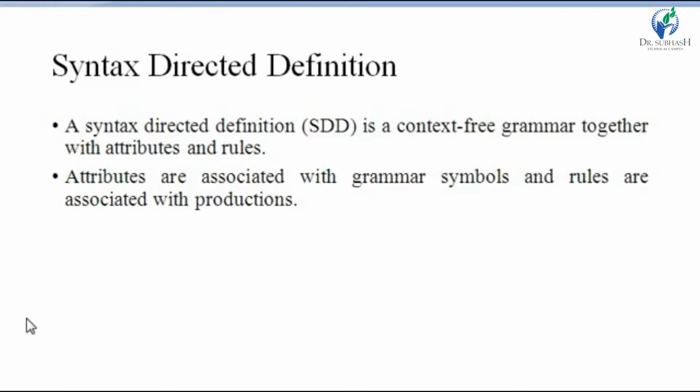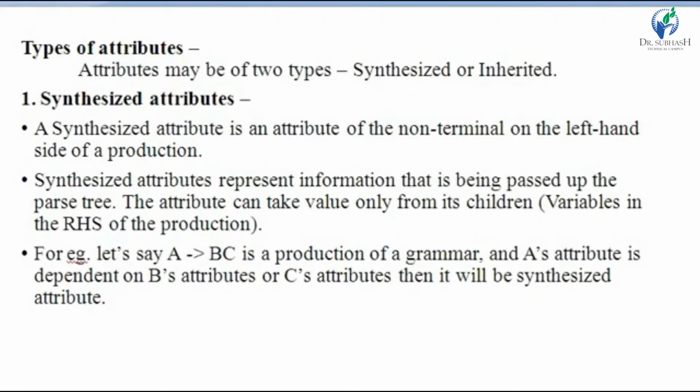Then what is an annotated parse tree? An annotated parse tree represents a tree with attributes and its values. So attributes are associated with grammar symbols and rules are associated with productions. Types of attributes. Attributes may be of 2 types: synthesized attributes and inherited attributes.